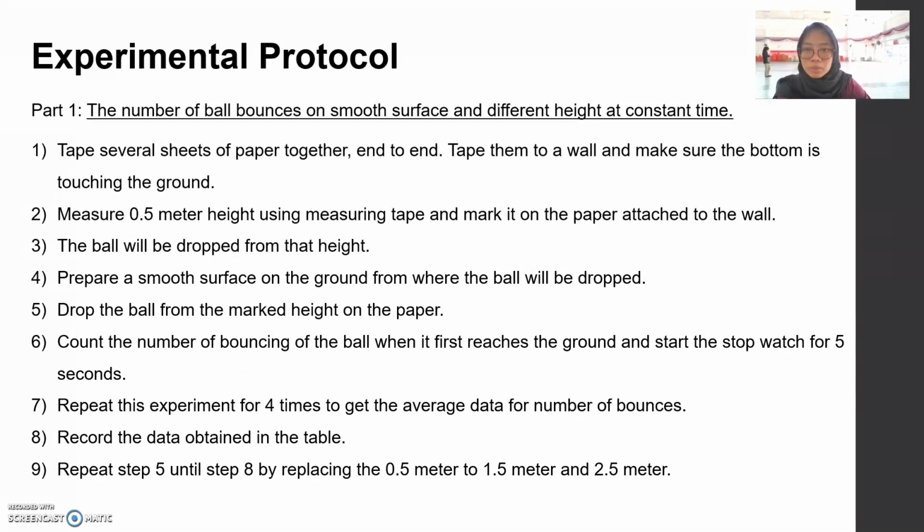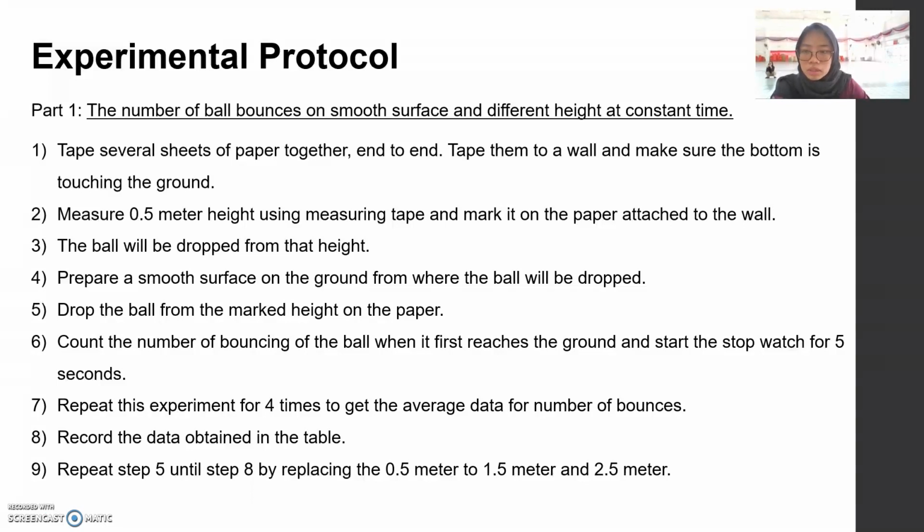Next is the experimental protocol. There are two types of experimental protocol. First is for the smooth surface. Second is for the rough surface at different height but constant time. So the first step is we tape several pieces of paper together and tape them to the wall to make sure the bottom part is touching the ground. Measure the 0.5 meter height using measuring tape and mark it on the paper. And then the ball will be dropped from that height on the smooth surface.